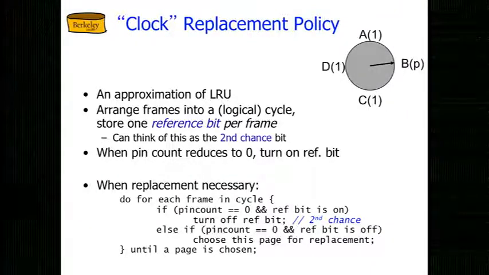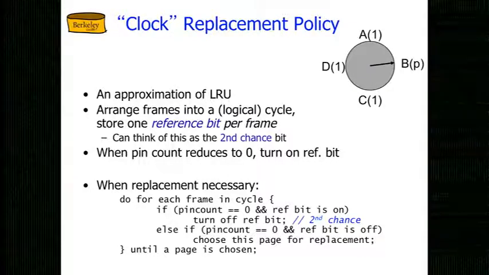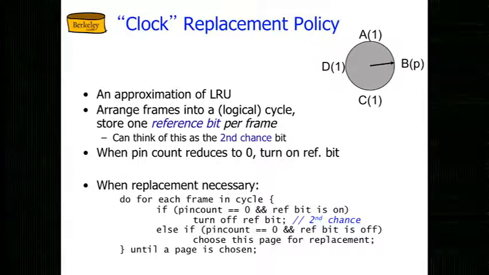Right now, that clock hand's pointing to B, so that's fine. If the pin count is 1, we skip this frame entirely, because it's not available for replacement. If the pin count is 0, then we can consider it. If the reference bit is on, that means you should get a second chance, so we just turn off the reference bit. All right, we're not going to replace you, but we turned off your reference bit. So you're now at risk, okay?